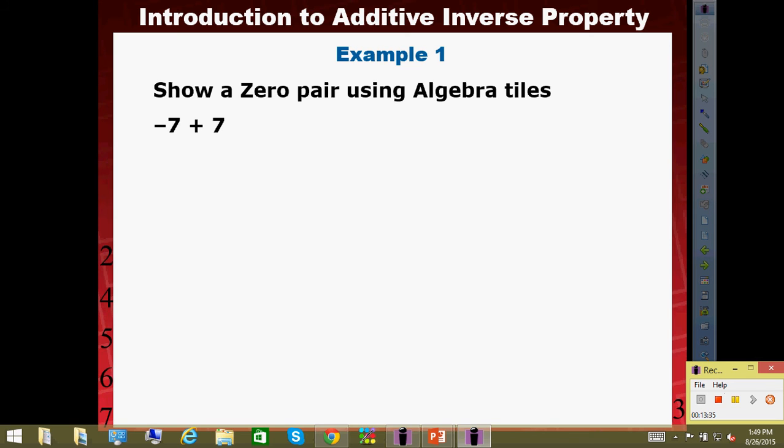What is the second number that we need to represent? Positive 7. So check this out. I want you to do this. Put them right underneath the other tiles. So 1, 2, 3, 4, 5, 6, 7. Okay, so do you have that in front of you?